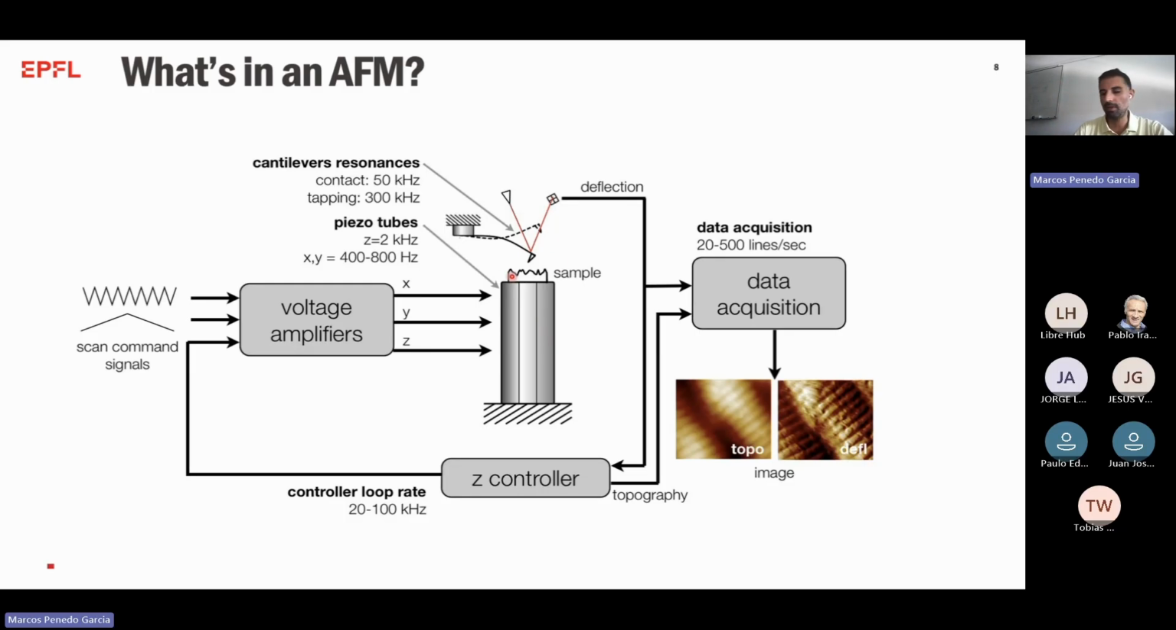You have a cantilever, that is a lever that has at the end a really sharp tip with around 2 to 10 nanometers tip radius. The thinner, the more resolution you get, and that's the one that feels the surface. And to detect the oscillation or deflection of the cantilever, you have a laser that is focused at the very end of the cantilever, and then you use a photodetector to see the deflection of the cantilever. That is the translation of the corrugation of the surface.